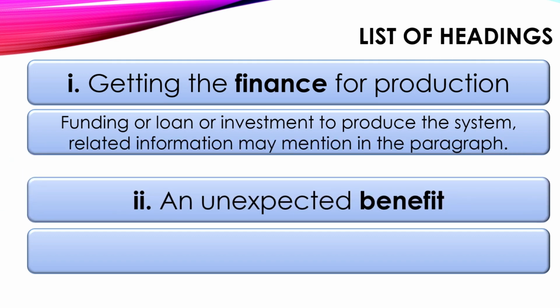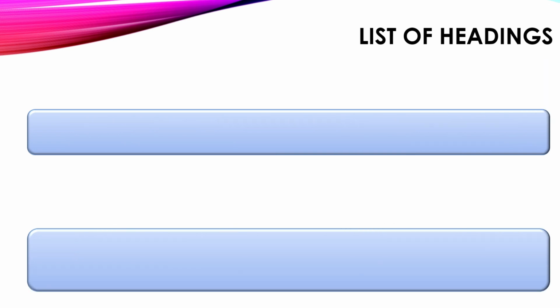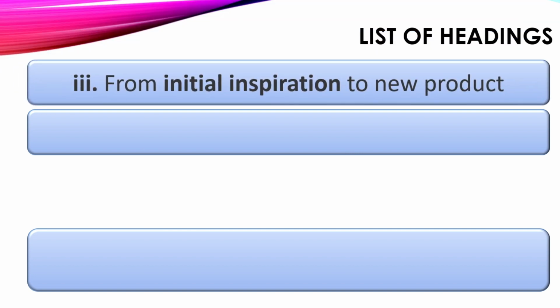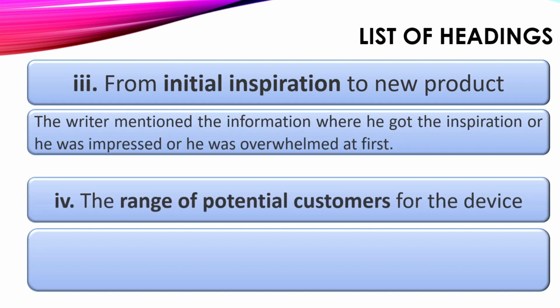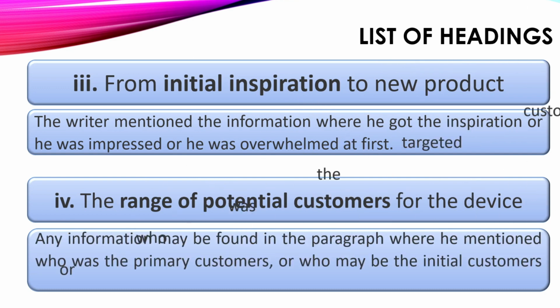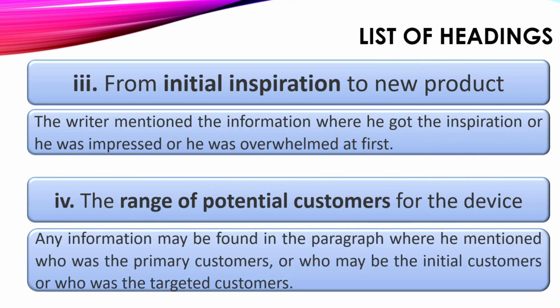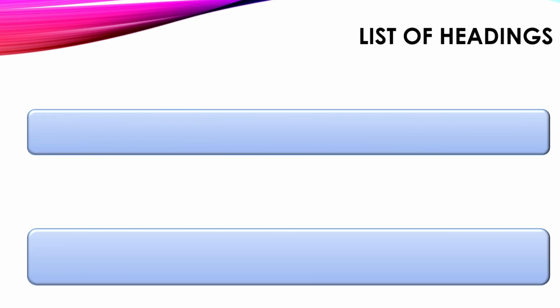The keyword we have selected for the second heading is benefit. Different types of benefits may be discussed in the paragraph. Initial inspiration is the keyword we have selected for the third heading. The writer mentioned the information where he got the inspiration, or he was impressed, or he was overwhelmed at first about the product. The keyword we have selected for the fourth heading is range of potential customers. Any information may be found in the paragraph where the writer mentioned who were the primary customers, or who may be the initial customers, or who were the targeted customers.